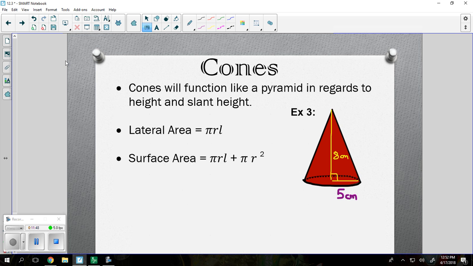Cones will function like a pyramid in regards to height and slant height. So to find lateral area of a cone, our formula is pi r L. Pi times the radius times the slant height. And then to find the surface area, it's that pi times radius times slant height plus the base, which is just a circle, so pi r squared.